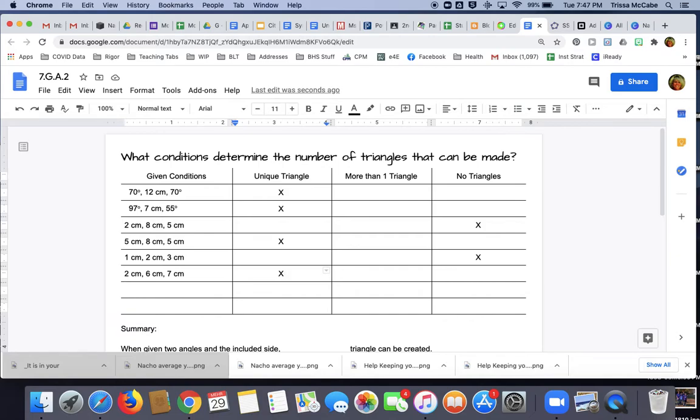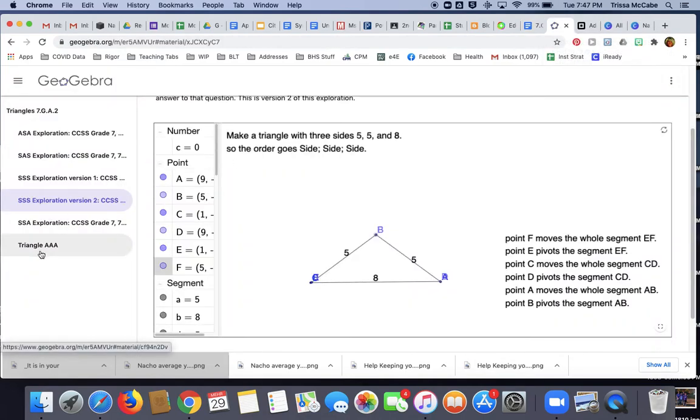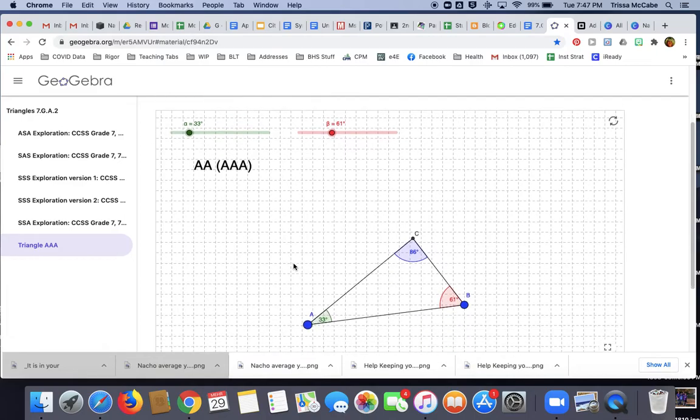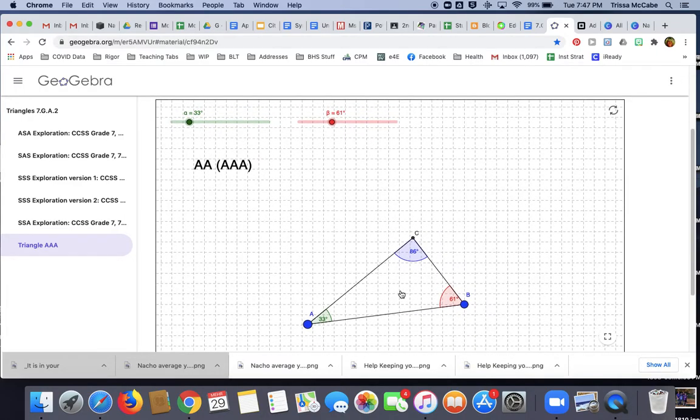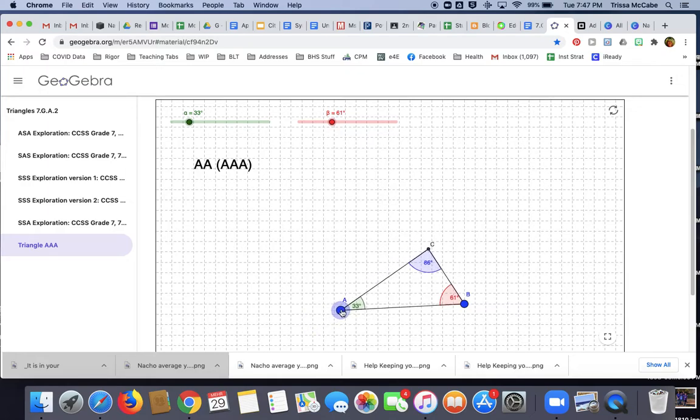Okay. We'll look into this a little bit later when we get into our summary to see what in the world is going on here. I have one more thing I want to show you, and that is with 3 angles. If I have 3 angles, as shown here, I have a 33-degree angle, an 86-degree angle, and a 61-degree angle. If I shorten the side lengths, but the angles stay the same, do I still have the same shape of a triangle?